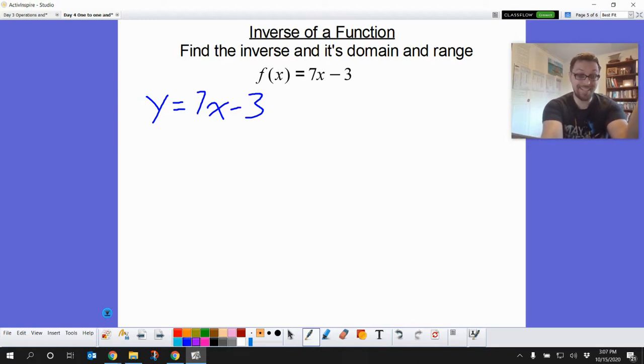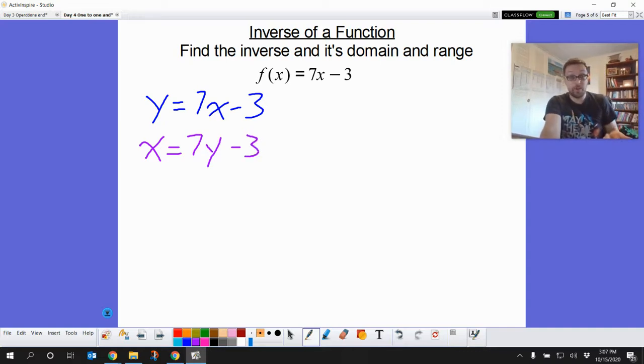I'm going to create the inverse by swapping the x and y variables. So those two equations are not the same equation. The blue one is the original function, and I've technically already found the inverse right now. That purple x equals 7y minus 3, that is our inverse, but it's not written really nicely. So I want to get the y value by itself so I can write it nicely.